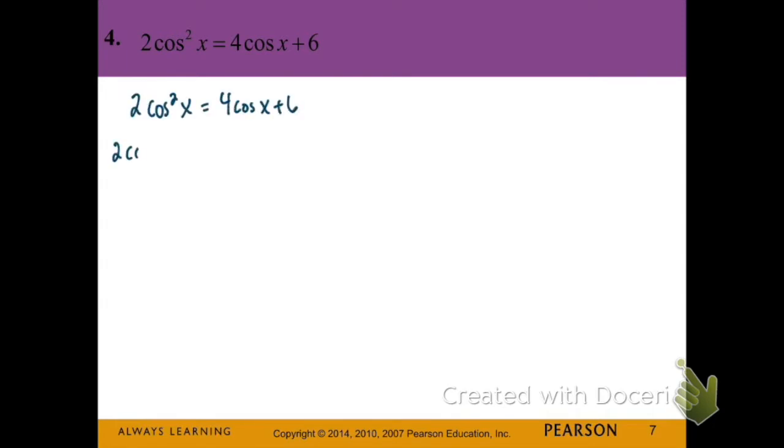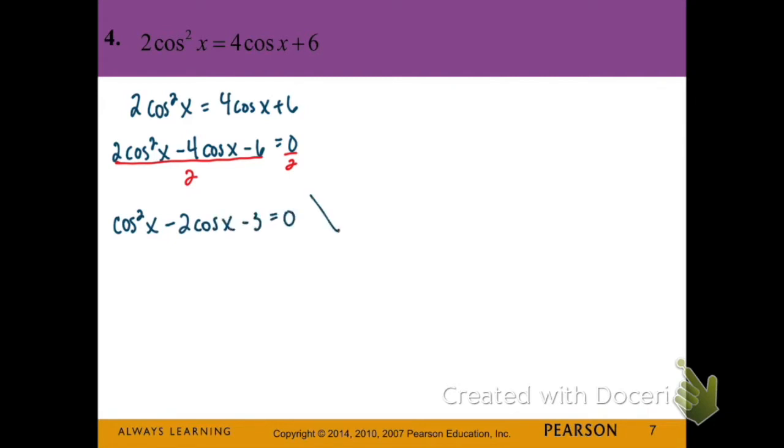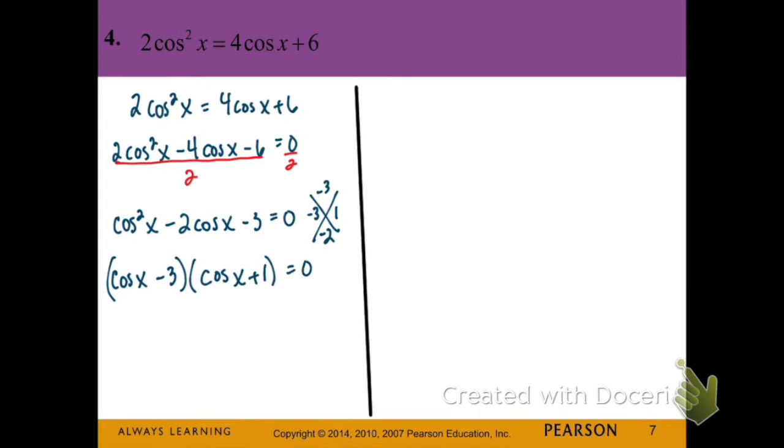Okay, so again, we start by moving everything to the left side, dividing out a factor of 2. Now, since a is 1 here, we can actually factor it in an easier way. We don't have to do factor by grouping. We can just go straight to our 2 factors. If you did use factor by grouping, you should still get the same thing as me. Okay, so now we're going to set them equal and solve.